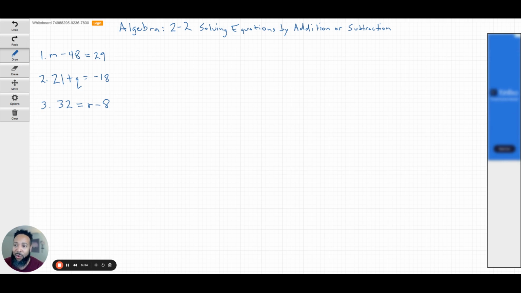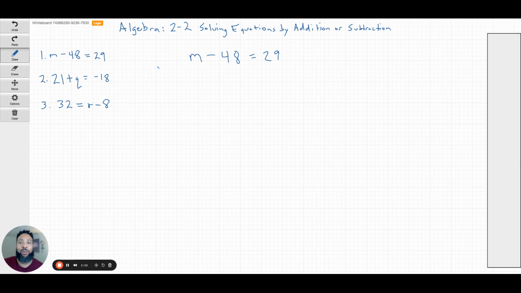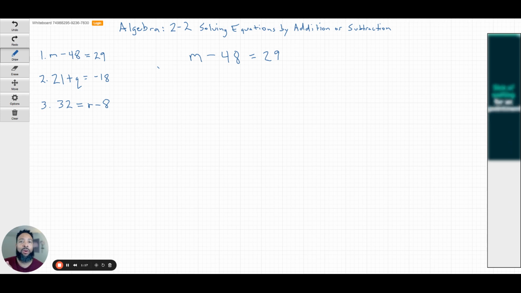So the first thing we're going to do, this first problem here, is m minus 48 equals 29. So let's write that down. M minus 48 equals 29. Now you're going to hear me say this a lot, but you always want to write your problems down. A lot of people have trouble in math because they're now looking at just an iPad or their desktop computer, or they're looking at their phone. They're not touching the problem.